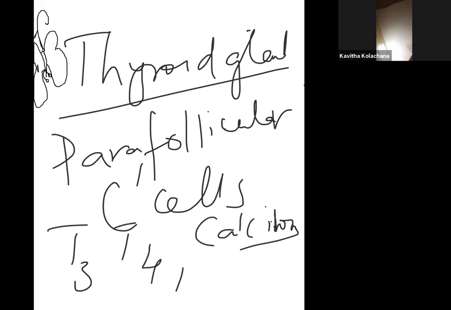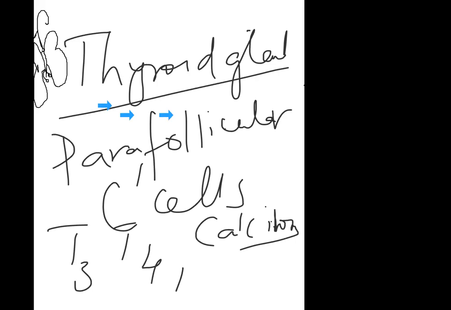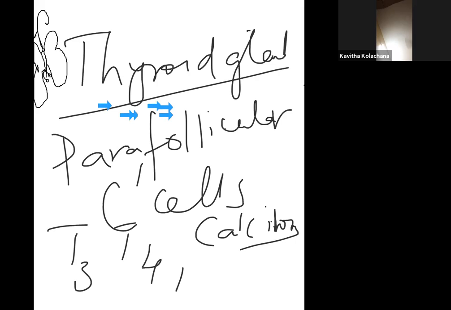We do these two tests for the thyroid test. Both have to be tested. And these are secreted by the thyroid follicular cells. The follicular cells produce this, and the parafollicular cells, which we call C cells, produce calcitonin. Okay, thyrocalcitonin, whatever you are calling it.